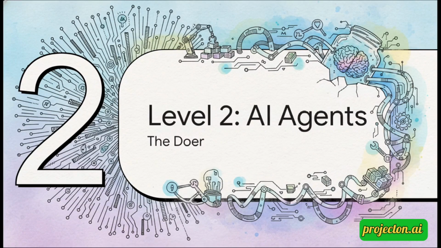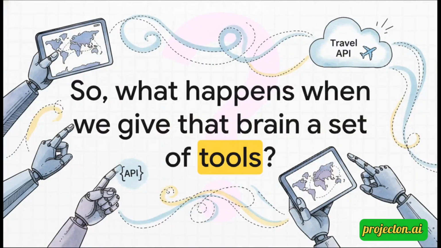Welcome to level 2, the AI agent. This is where we solve that brain in a jar problem. We're moving from just creating to actually doing. So here's the big question. What happens when we bust that brain out of the jar? What if we give it some hands? What if we hook it up to a set of tools, like giving it access to a travel website's API?